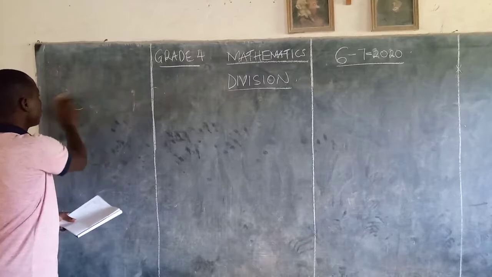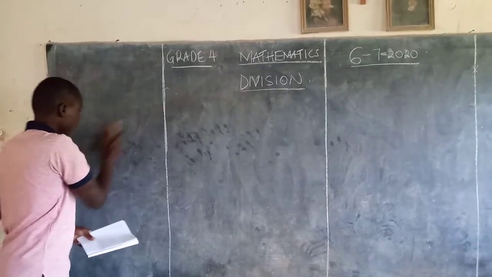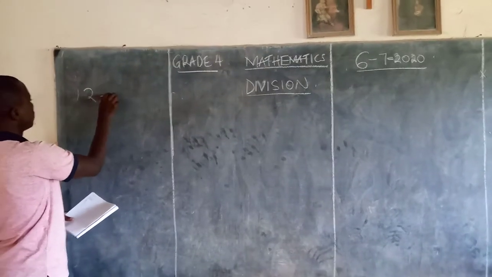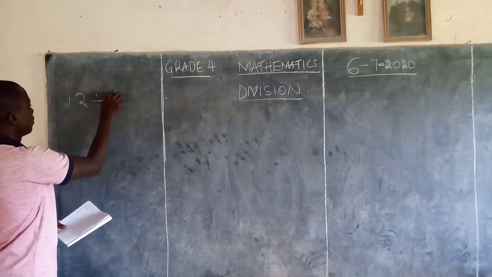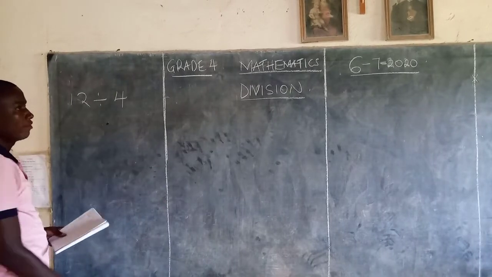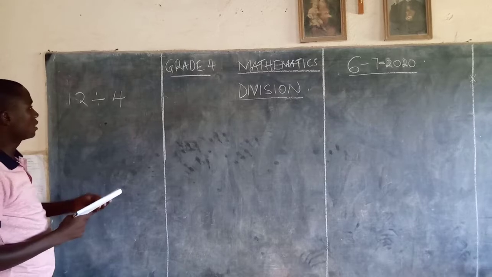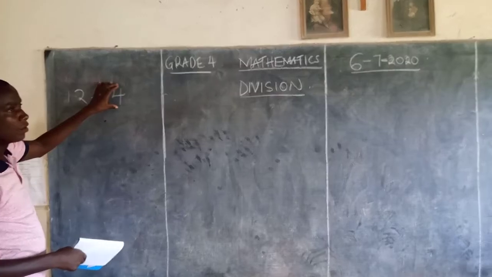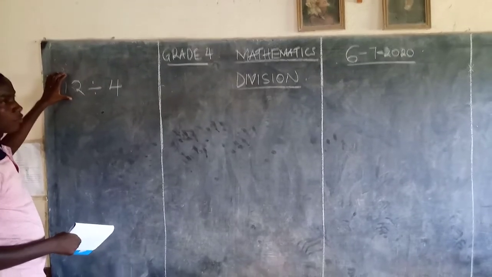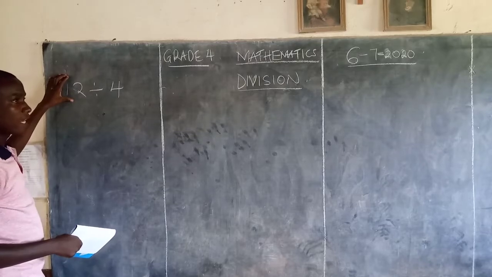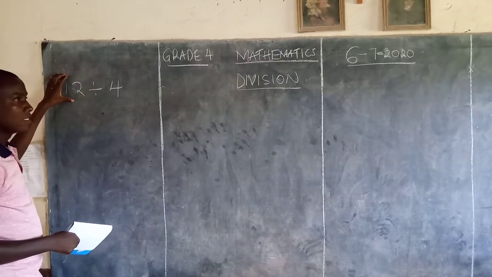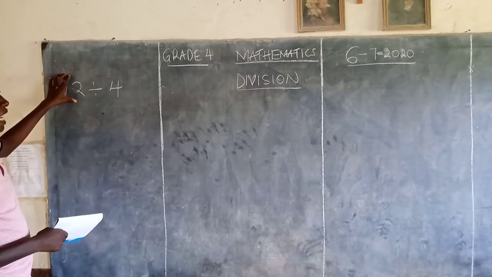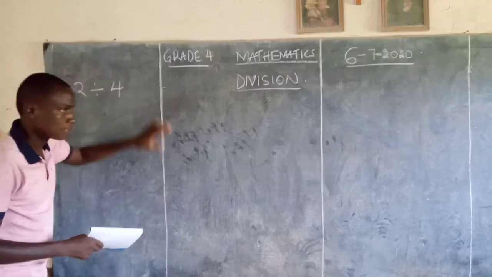Taking you through yesterday's work, or the previous class work, where we divided by sharing, we had a number like 12 divided by 4. This we define as sharing. We share 12 among 4, where you are supposed to have 12 items. 12 items can be 12 sweets, 12 bananas, or 12 pens, and you want to share them among your 4 friends.